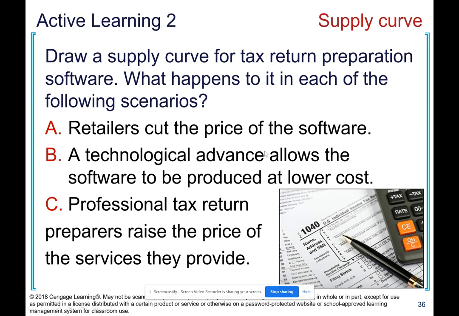Active Learning 2. Draw a supply curve for tax return preparation software. What happens to it in each of the following scenarios? Number A, retailers cut the price of the software. Number B, a technological advance allows the software to be produced at lower cost. Number C, professional tax return preparers raise the price of the services they provide.